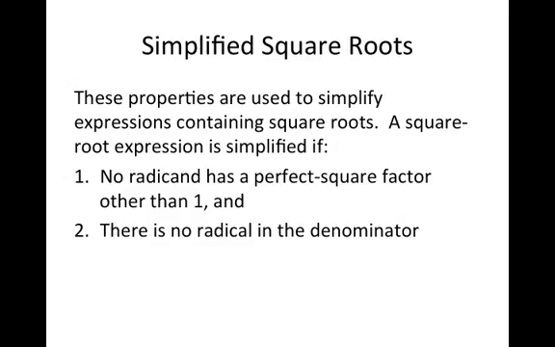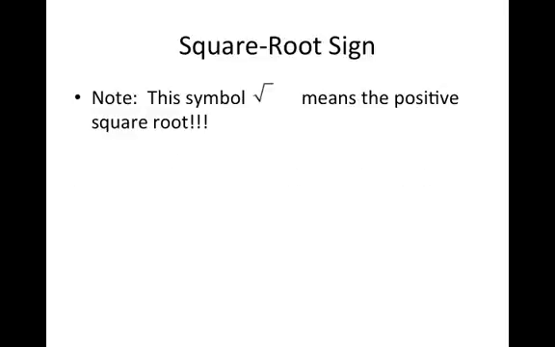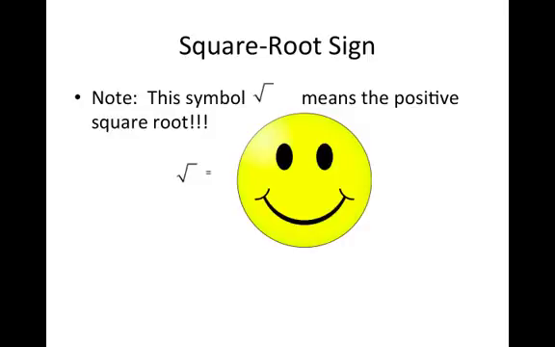Now, you need to know what it means to have a simplified square root. These properties are used to simplify expressions containing square roots. A square root expression is simplified if no radicand has a perfect square factor other than 1, and there is no radical in the denominator. You also can't have a fraction under a radical or in the radicand. Note that the symbol square root there means the positive square root. So the square root sign equals positive.